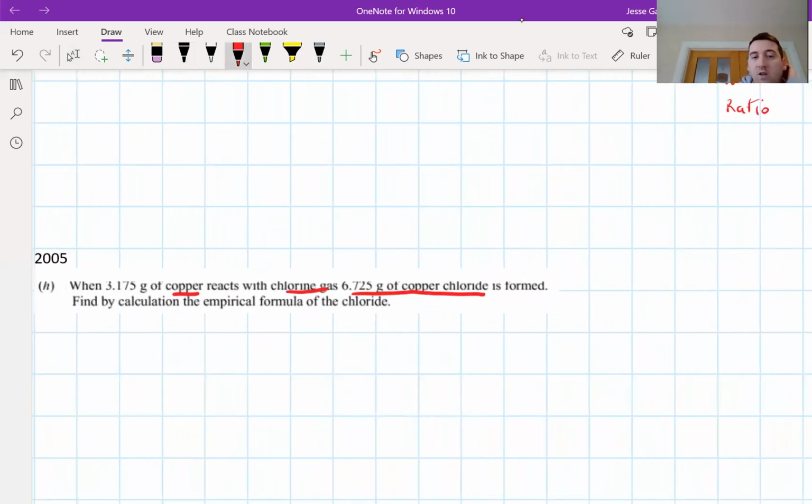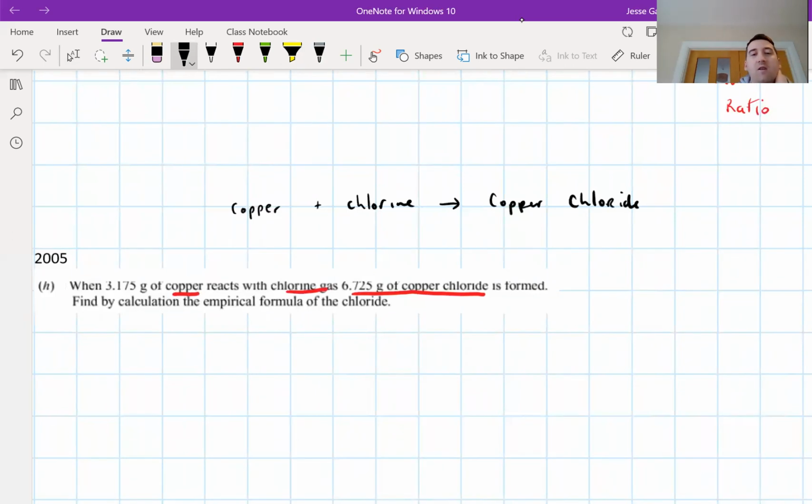So pause the video, write down the reaction, just using words, a word equation. Okay, pause the video and do this. I did one of these earlier. Okay, so hopefully you can see that you've got copper plus chlorine react to give copper chloride.